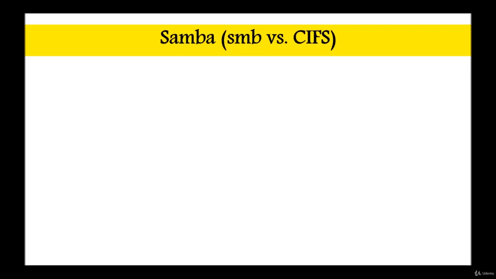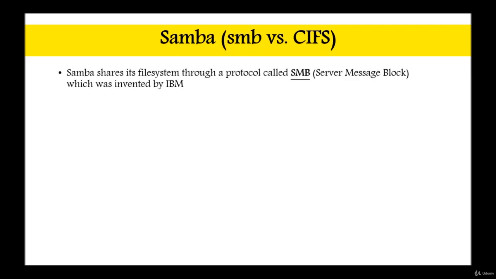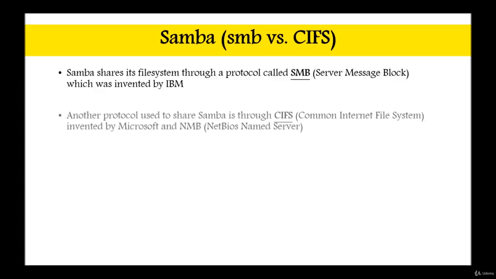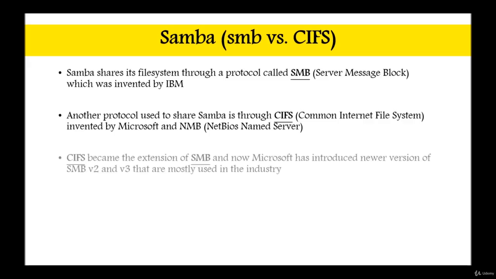Moving on, let's take a look at SMB versus CIFS. Samba shares its file system through a protocol called SMB, which stands for Server Message Block, which was invented by IBM. Next, another protocol used to share Samba is through CIFS, which is Common Internet File System invented by Microsoft, and NMB, which stands for NetBIOS Name Server. CIFS became the extension of SMB, and now Microsoft has introduced newer versions, SMB version 2 and 3, that are mostly used in the industry.